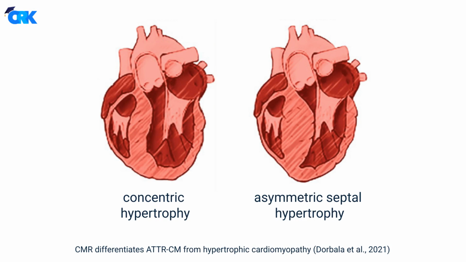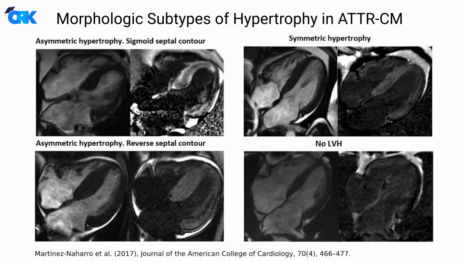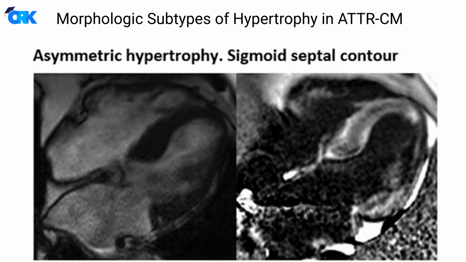That's why it plays such a vital role, not just for diagnosis, but for understanding the true diversity of cardiac amyloidosis phenotypes. To visually reinforce what we've just covered, let's look at this example. This set of CMR images shows the four main morphological patterns seen in transthyretin cardiac amyloidosis. In the top left, we see asymmetric hypertrophy with a sigmoid septal contour, the most common pattern.